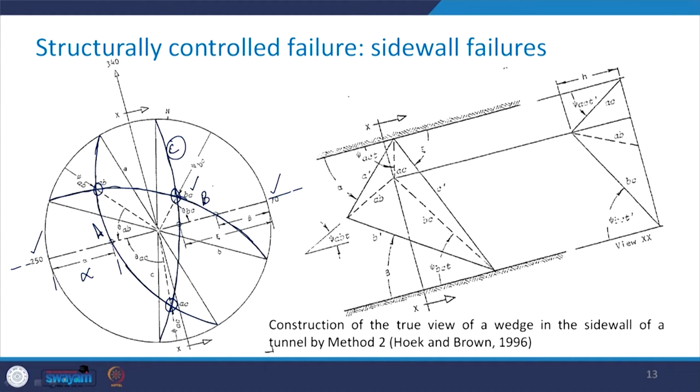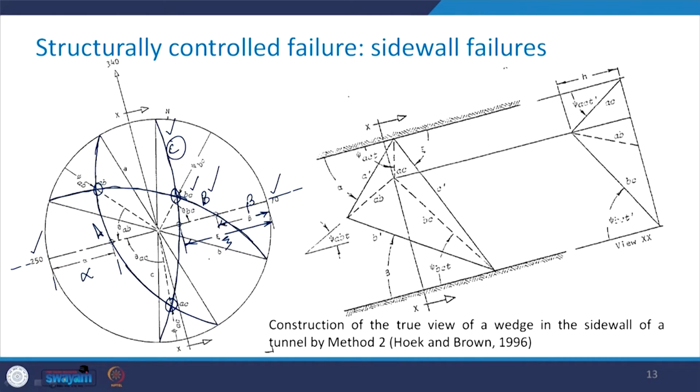Come to the great circle B and along this axis, whatever is this angular distance from here to here is beta, and with respect to the circle C, this distance is zeta. So this is how we can determine this alpha, beta and zeta.